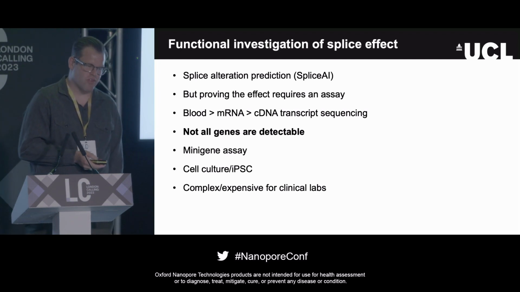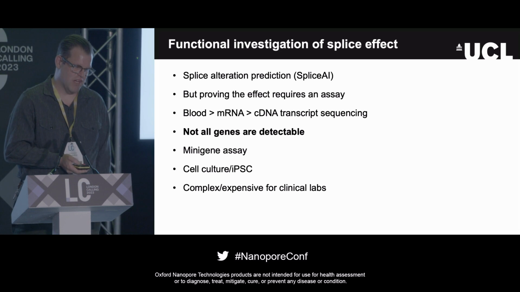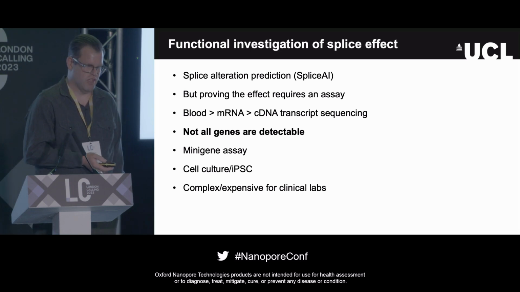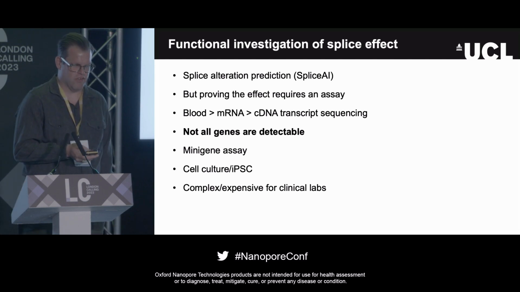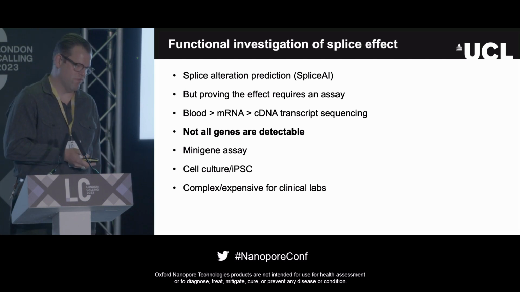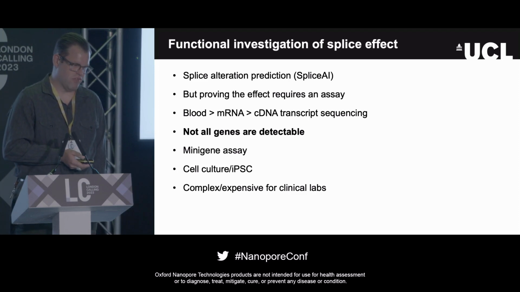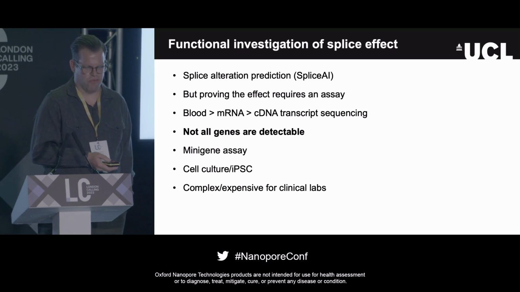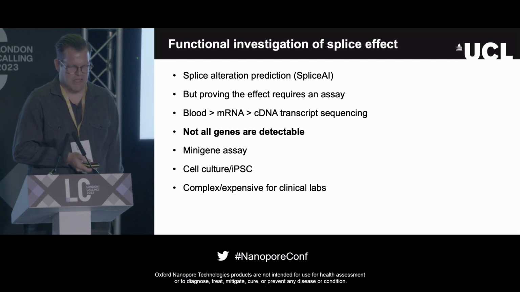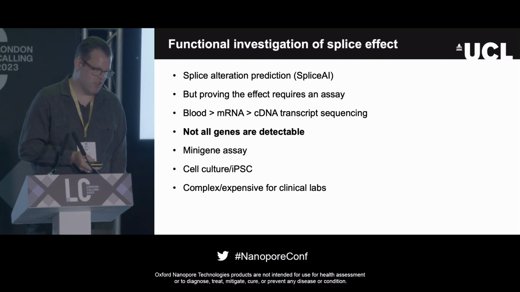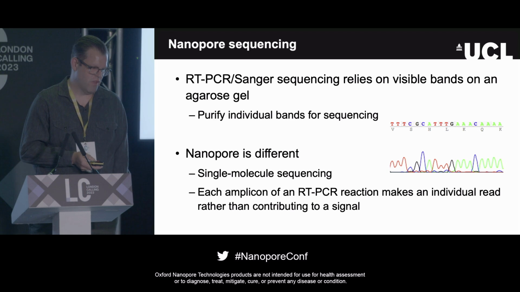So we're able to predict the effect of splice variants using SpliceAI, and it's very good, but it's still just a prediction. It's not proof of effect. We need an assay to be able to prove the effect of these. But like I said, in the retina, these genes are only expressed in photoreceptor cells, so we can't traditionally detect transcripts of these genes in blood. So research labs will turn to things like mini-gene assays or iPSCs to characterize splicing effects. But this is expensive for clinical labs to take on.